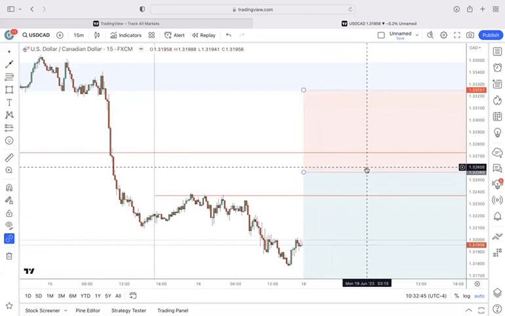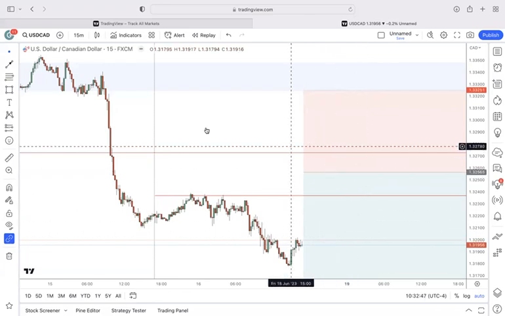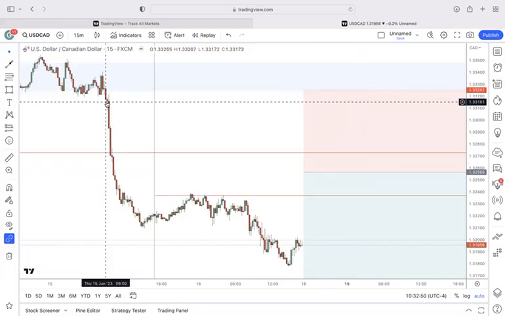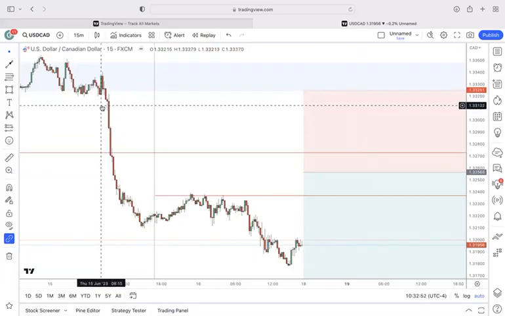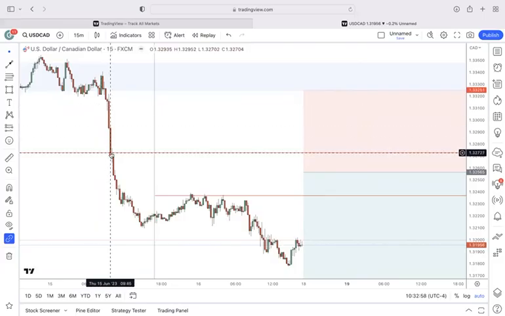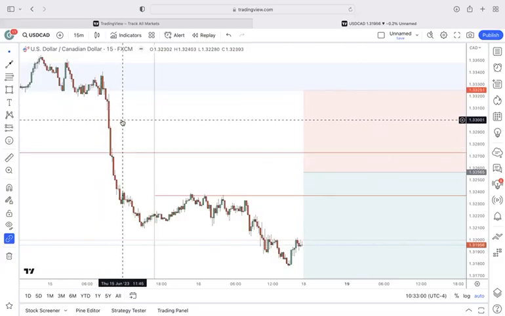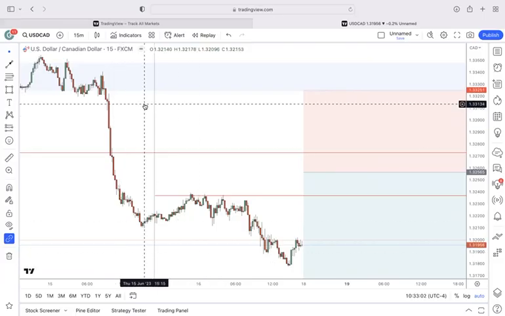And when I say displacement, what does that really mean? It's a move. This is displacement right here. That's displacement. And a lot of times displacement creates what? It creates an imbalance. So then you would get your entry on an immediate rebalance of that displacement, then continue lower.